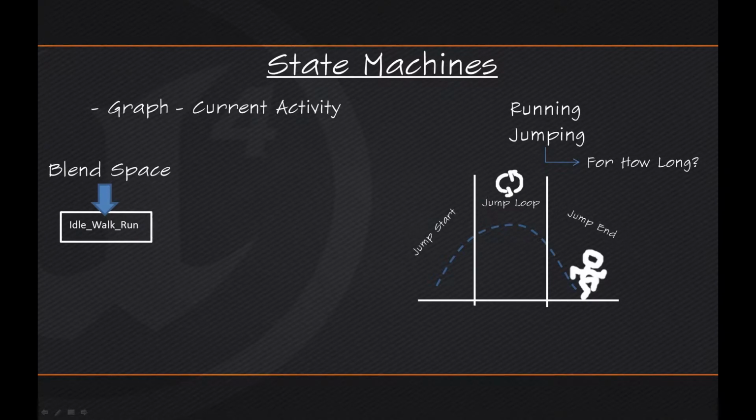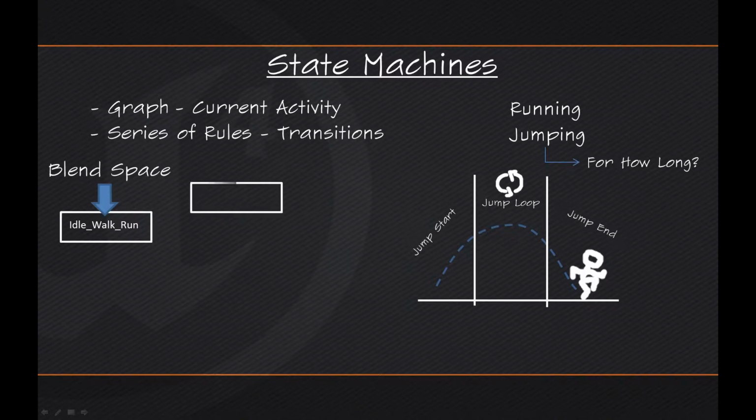All right, so now with that in mind, we know that a state machine is a graph of our character's current activity, but there's a little bit more to it than that. It's also a series of rules called transition rules, and these control how you get from one state to another. So we are going to, say for instance, have another state here, and we're going to call this state the jump start. And the character could at any point go from idle walk run to that jump start state. So the behavior moves in this direction, but how do we get there? Under what circumstances would he go into jump start?